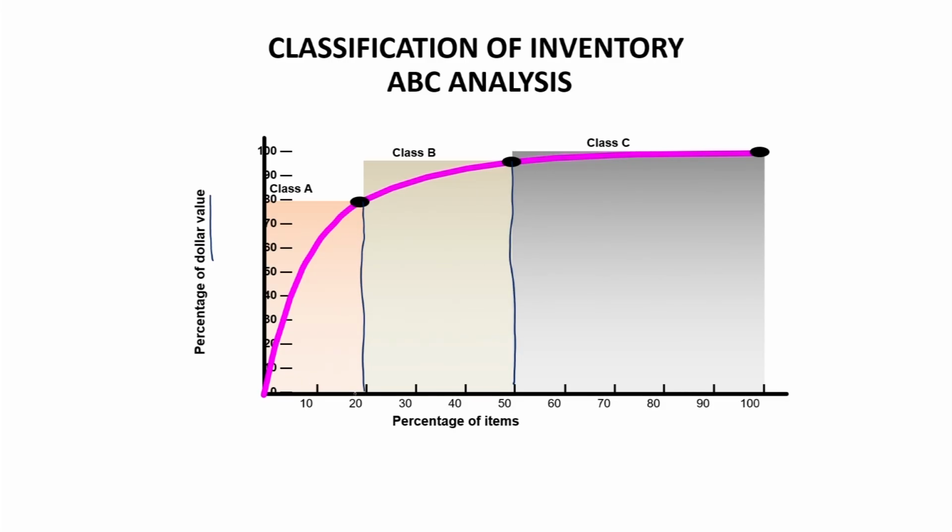A very small number of items contributing 80% of value, we call them A class items. Then there are B class items, and then a large number of items which have a very small contribution, so they are called C class items. B class items have a slightly larger contribution and are more in number as compared to C class.